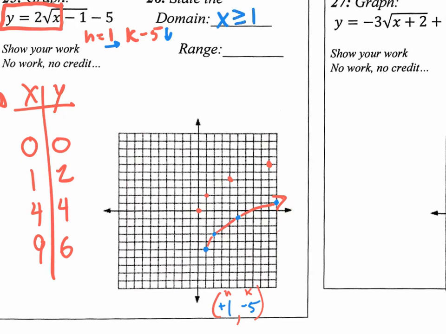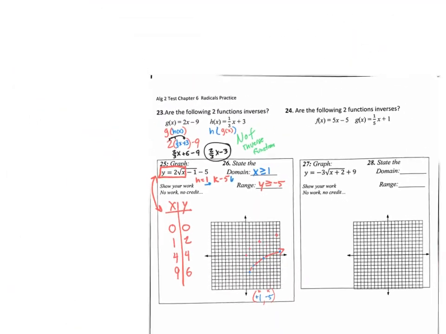And the range is simply your k value, your y value of that beginning point. The range is y. Your y values, are they above that y value of negative 5 or below that y value of negative 5? Above. So that means that it's greater than or equal to that y value of negative 5. And that's the entire test right there, guys.